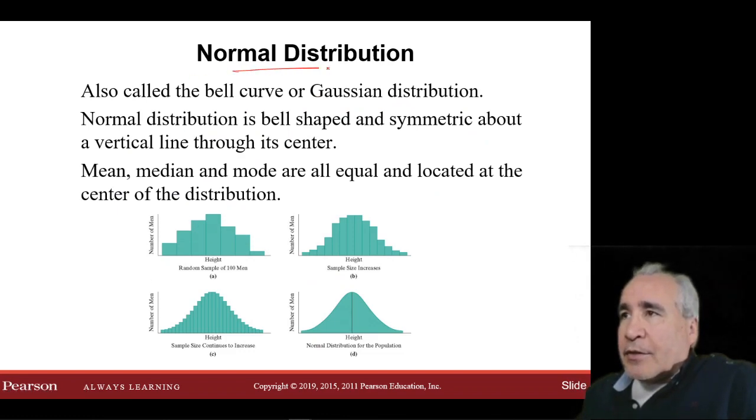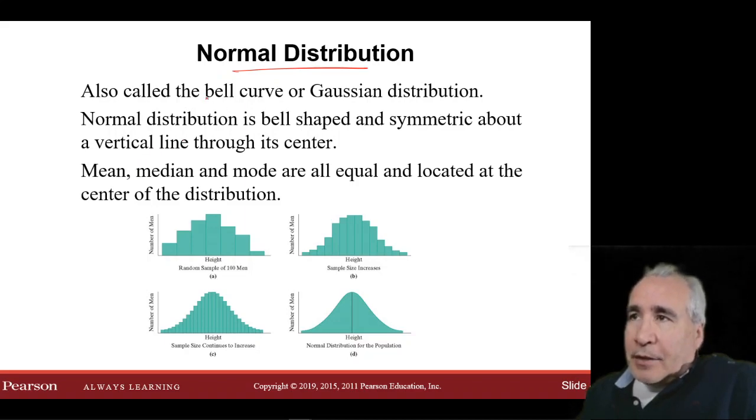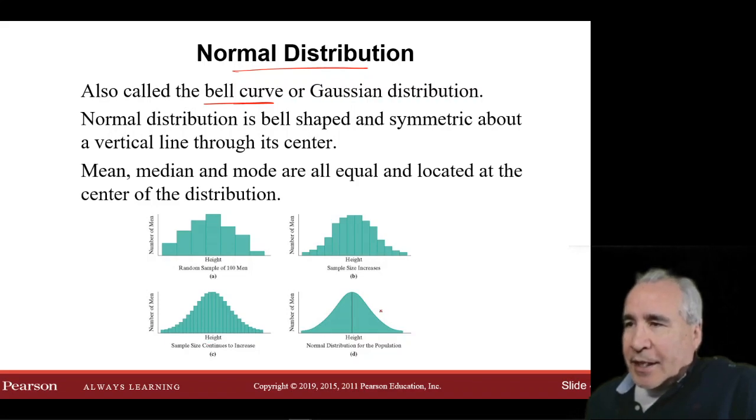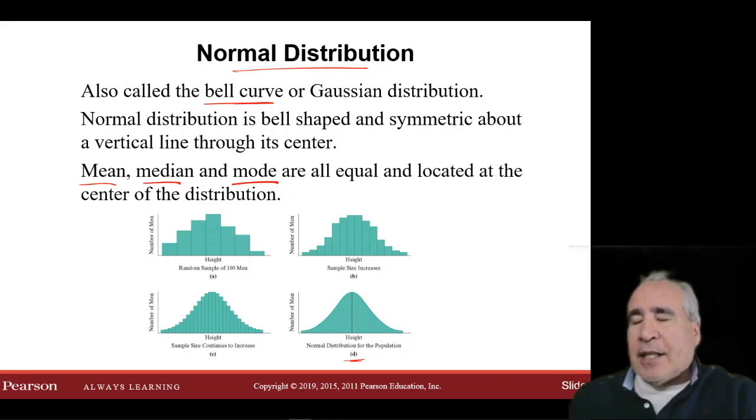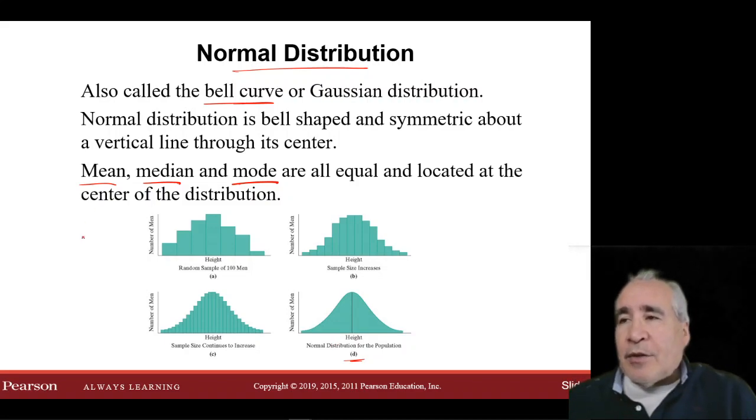So, what is a normal distribution? If you've heard or thought of the bell curve, that's what the normal distribution is. It's a bell shape. So this one down here, D, is a very nice normal distribution. One of the qualities it has is that the mean, the median, and the mode, where the frequency would be the mode, are all equal, and they're all right in the middle.